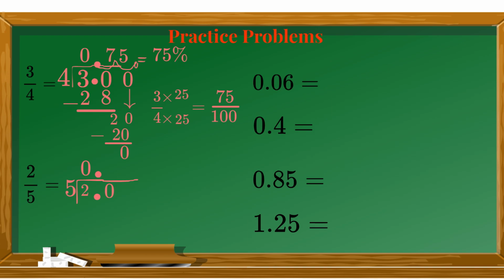Now we must see how many times does 5 go into 20. Well, 5 goes into 20 4 times. Now we multiply 4 times 5, which is 20. 20 minus 20 is 0. Our answer is 0.4. But remember, we must move the decimal point over 2 times. When we move it over 2 times, we have an empty space. Remember, we fill all empty spaces with a 0. So our answer is 40%.